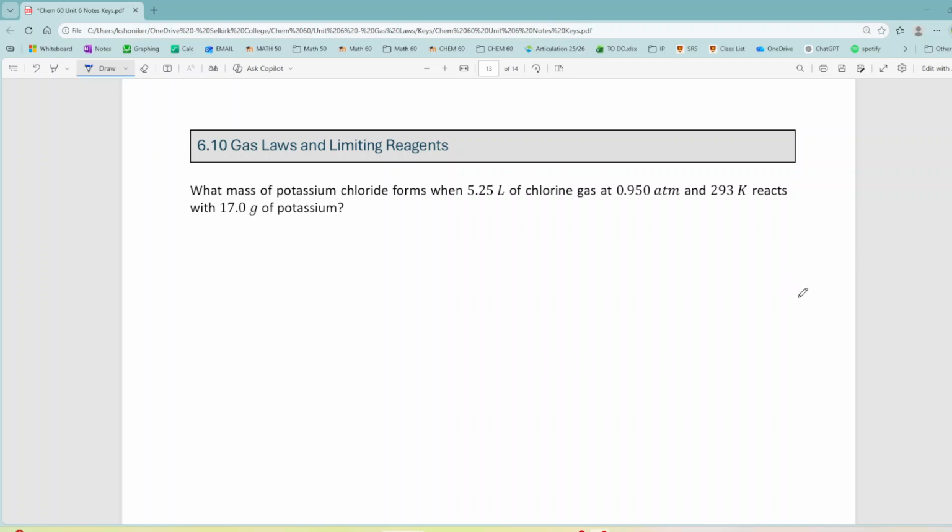All right, we've made it. We can do this. So the last thing we're going to do is stoichiometry with limiting reagents. Now, it's been a long time since we did any of these, but we got this.